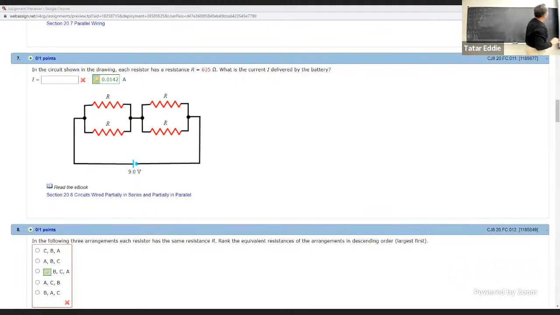So each resistor here is 255. I can replace it with a single resistor that I calculate as a product divided by the sum. And if you do this arithmetic, 255 multiplied by 255 and divided by 255 plus 255, the result that you're going to get is 127.5. 127.5 ohms for this oval, right?